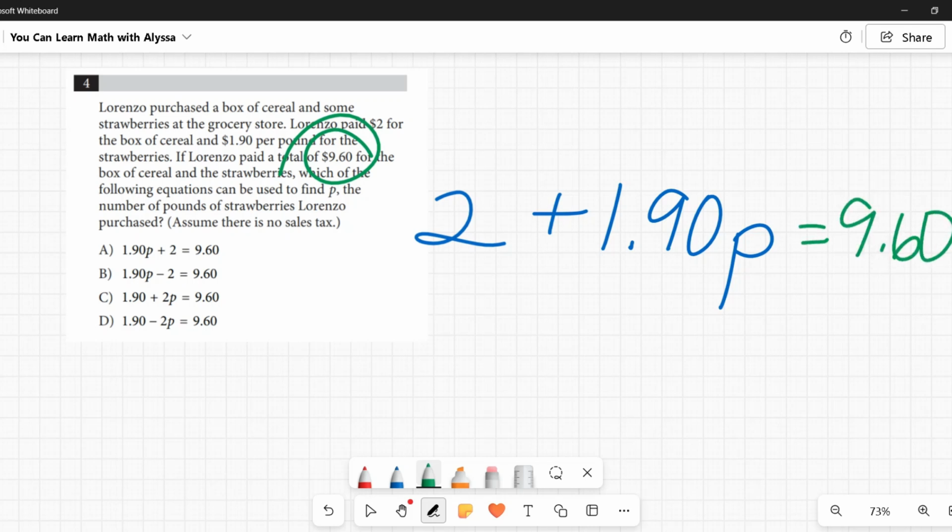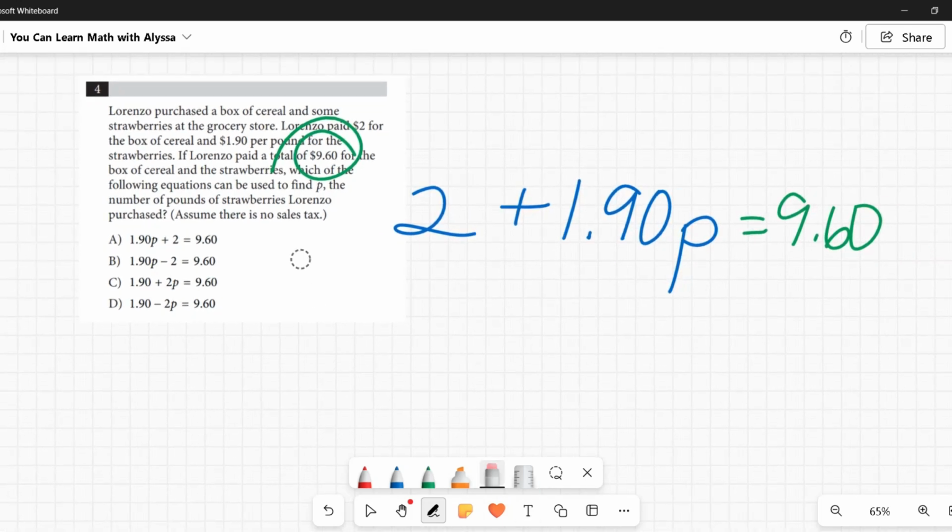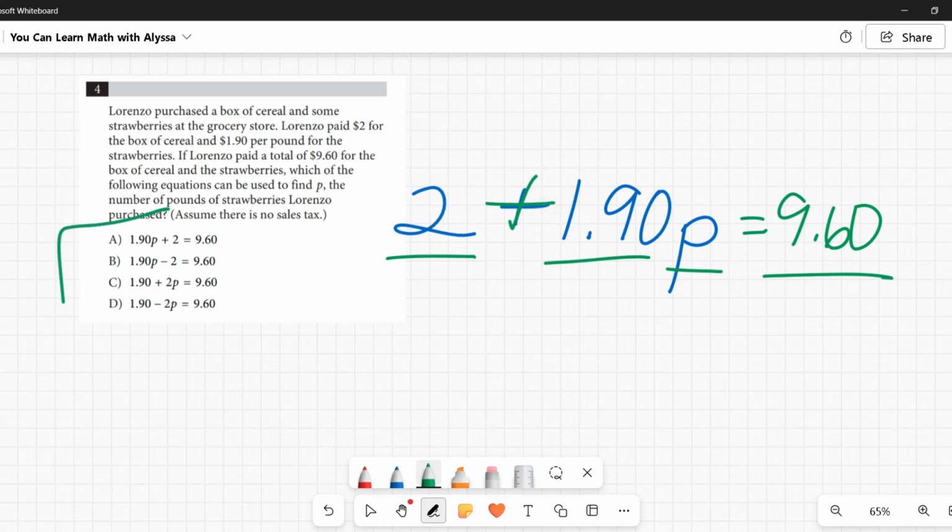$9.60. Now, if I were to solve for that, I would be able to find out what the price of strawberries per pound would be. So that is my equation. I've got my $2 for the box of cereal, $1.90 per pound for a total of $9.60, and they were added together. And so let's look over here and see which of these matches.